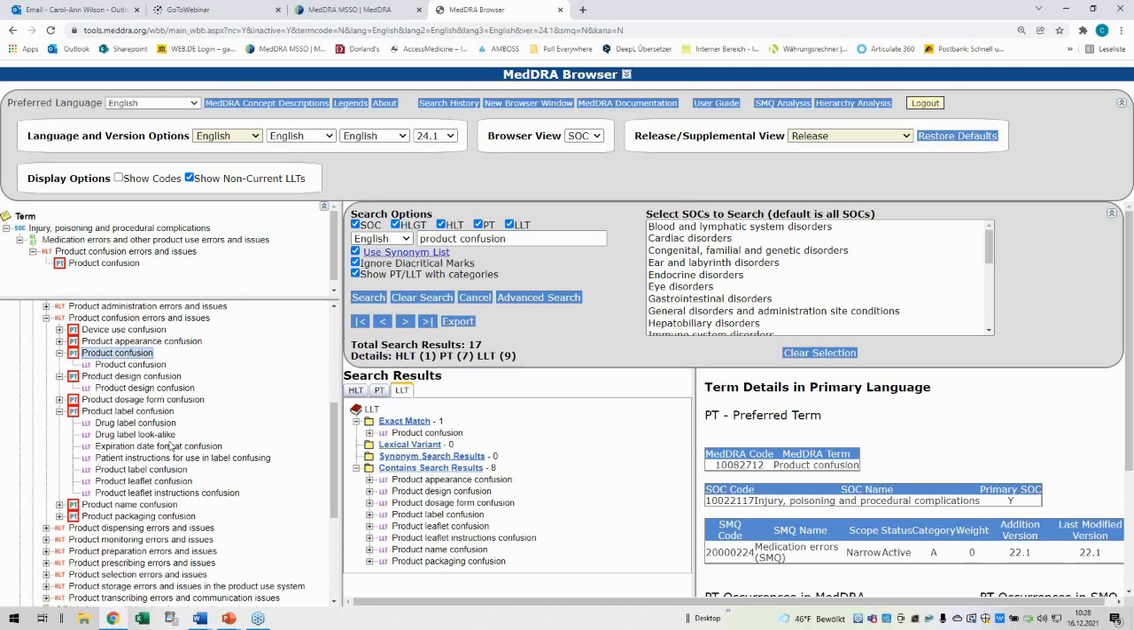This was not the case in our verbatim. So the nurse just miscalculated the dose. It was not due to the fact that the instructions of the physician were misleading. So it was not a communication issue. It was not a product issue, a product confusion issue. It was just an error she made on her side. So product label confusion would not be an appropriate term here, appropriate code assignment.